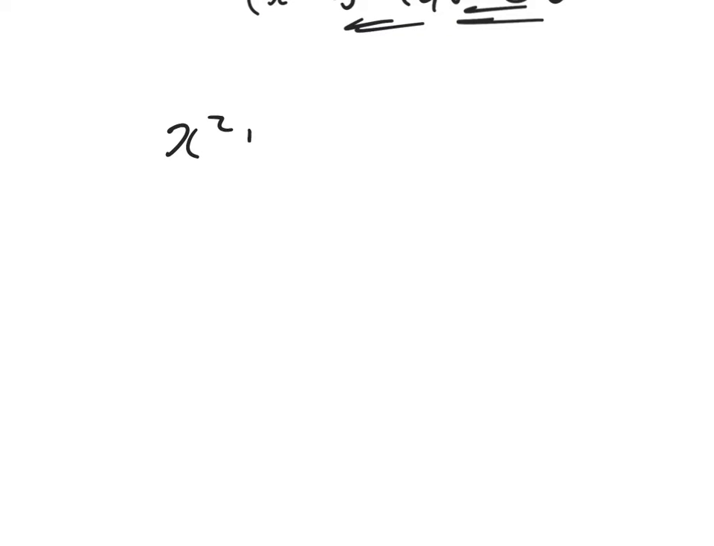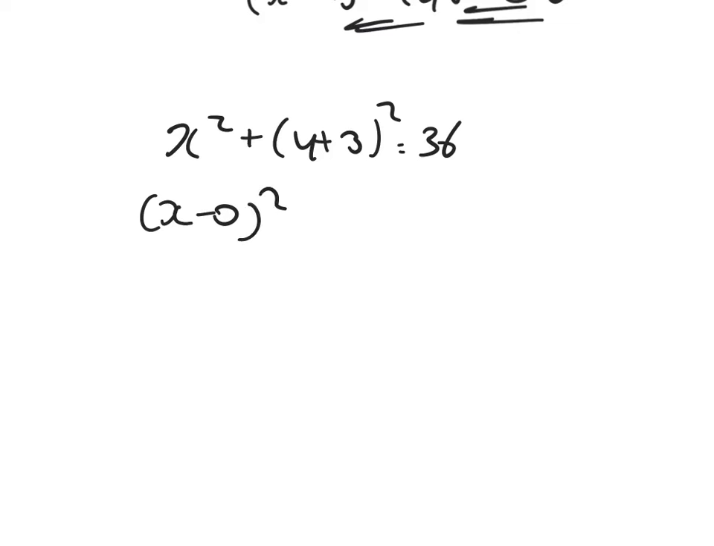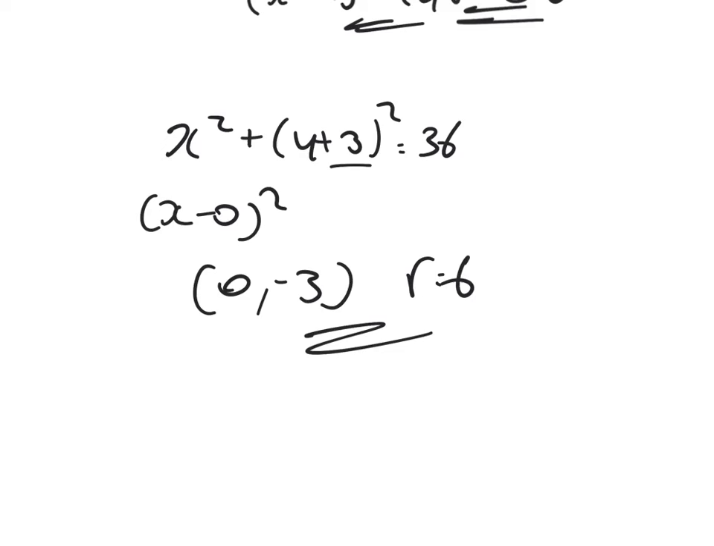Okay, then we've got x squared plus (y plus 3) all squared is equal to 36. Well, think about that x squared. A kind of fussier way of writing that, which makes the point, would be (x minus 0) all squared. That tells me that the x coordinate is 0, the y coordinate is minus 3, the square root of 36 is 6, so the radius is equal to 6.